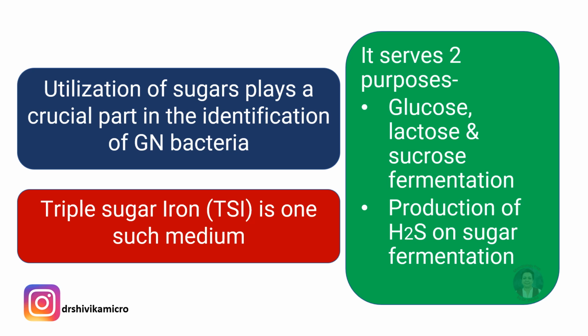What does it mean? Now, most pathogenic bacteria, rather the majority of pathogenic bacteria, utilize sugars like glucose, lactose, sucrose, etc. as a source of carbon. Such bacteria are called saccharolytic. Now, this utilization of sugars by the bacterium can occur in the presence of oxygen or in the absence of oxygen.